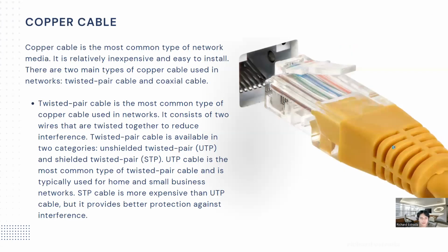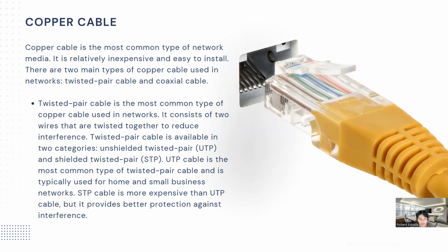Okay? And then a copper cable is the most common type of network media. So it is relatively inexpensive and easy to install. And there are two main types of copper cable. We have twisted pair and coaxial cable. So twisted pair is the most common type. It consists of two wires that are twisted together to reduce interference.